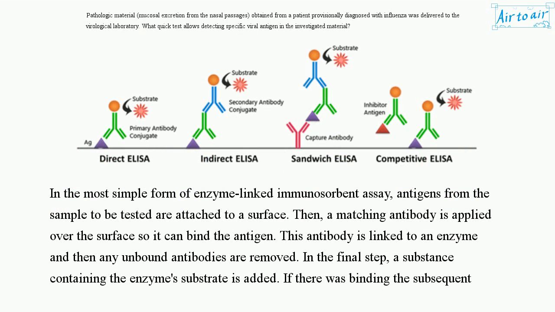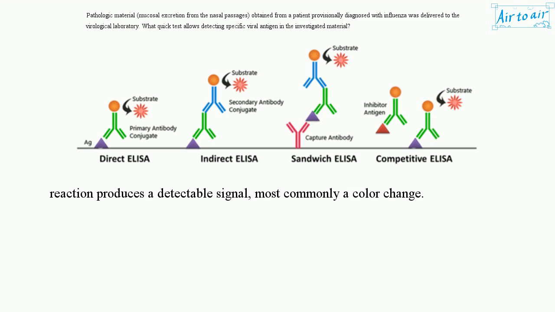In the most simple form of enzyme-linked immunosorbent assay, antigens from the sample to be tested are attached to a surface. Then, a matching antibody is applied over the surface so it can bind their antigen. This antibody is linked to an enzyme and then any unbound antibodies are removed. In the final step, a substance containing the enzyme's substrate is added. If there was binding, the subsequent reaction produces a detectable signal, most commonly a color change.